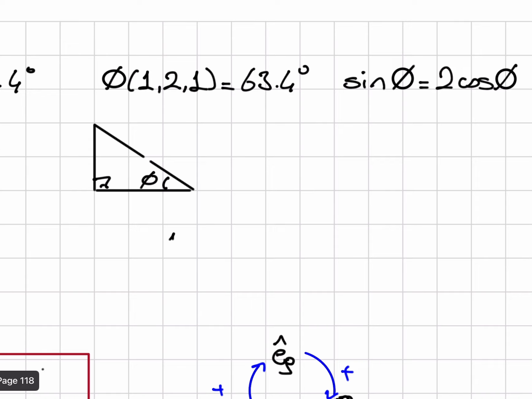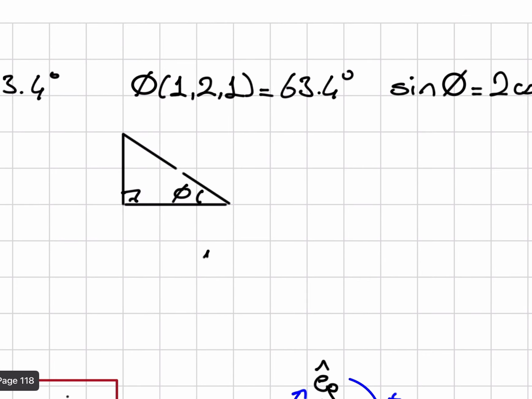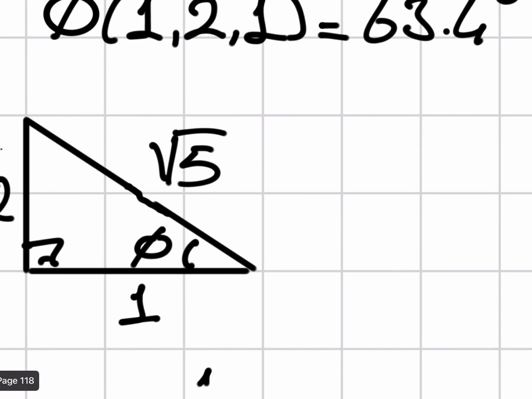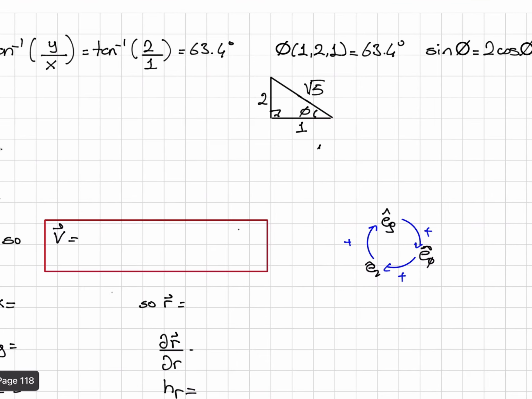All right. And you can see that we have tangent phi equal to 2, so 2, 1. So in this right triangle, the hypotenuse is square root of 5. So this is our right triangle that is basically describing to us this situation.